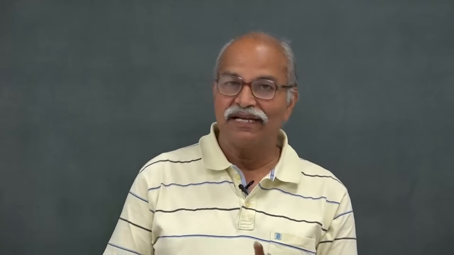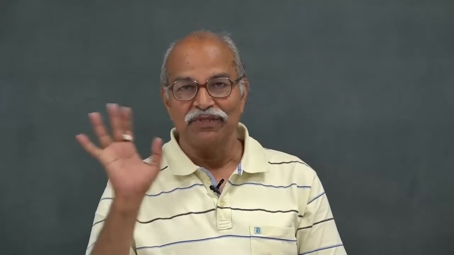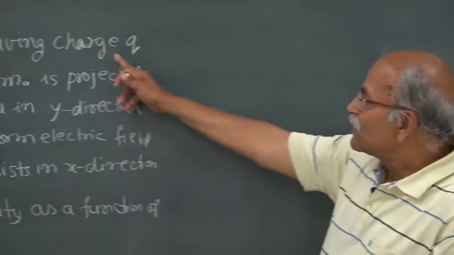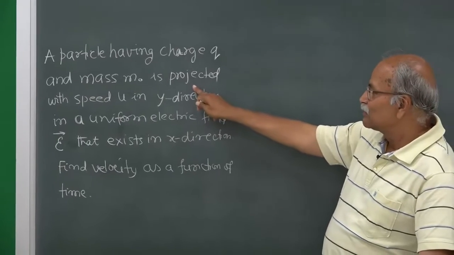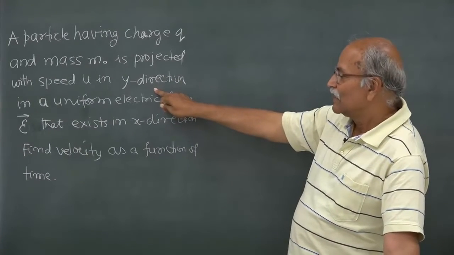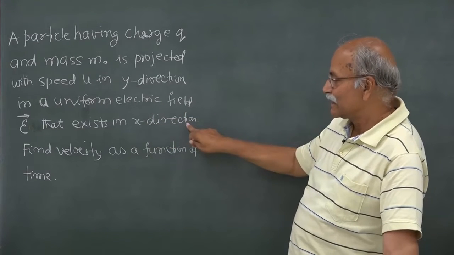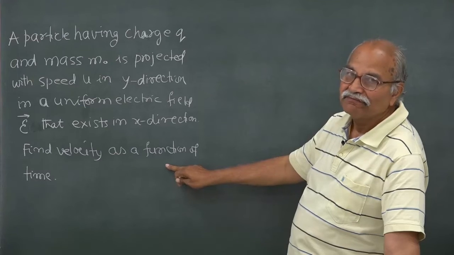The velocity and the force will not always be parallel or always be perpendicular to each other. So, it will be a two dimensional curved motion. The problem is the following: a particle having charge q and mass m naught is projected with speed u in y direction in a uniform electric field E that exists in x direction. You have to find the velocity as a function of time. This is the question.